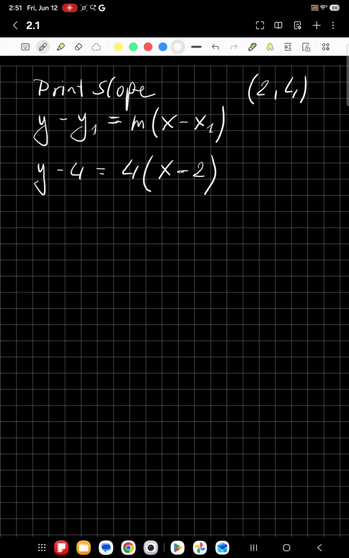So if we clean it up a little bit, we get y equals 4x minus 4. That's the equation of the line tangent to that point 2, 4. Okay, so what is the limit?